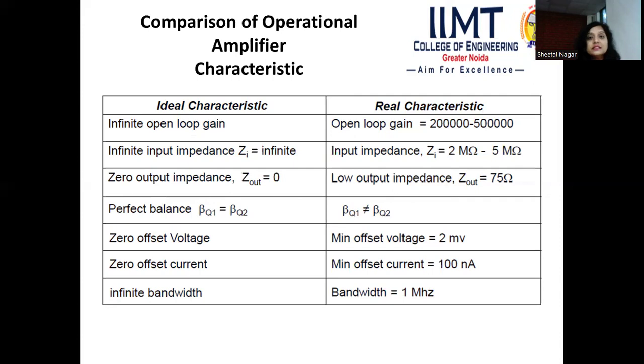But practically this is not possible, and we have real characteristics for these parameters, as shown in the comparison table. For the open loop gain, input impedance, and output impedance, and perfect balance is also not possible. There is minimum offset voltage and minimum offset current, and the bandwidth also has limits compared to our ideal characteristics, as shown in the real characteristics parameters.